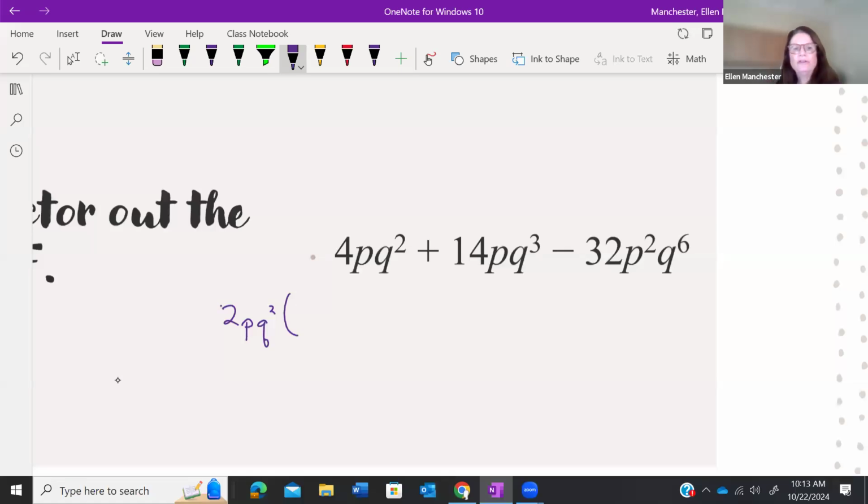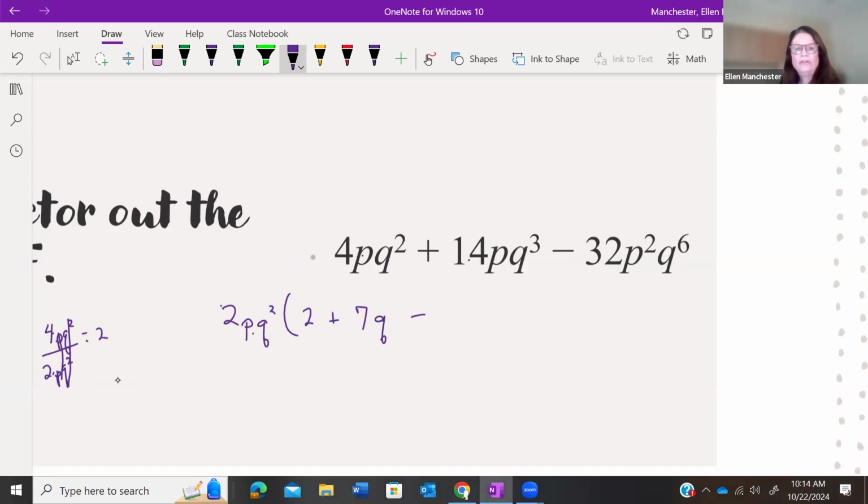Okay, and then you just do the division. 4 divided by 2 is 2. P divided by p cancels. Q squared divided by q squared cancels. Okay, so again, if you're a little bit shaky on that, just set it up this way and you can see 4 divided by 2 is 2. The p's go away and the q squareds go away. So all that's left is 2. Okay. And then 14 divided by 2 is 7. P divided by p cancels. Q cubed, q squared, I have 1 q left.